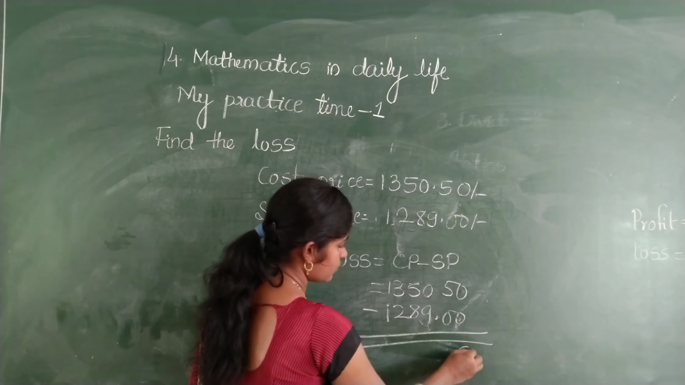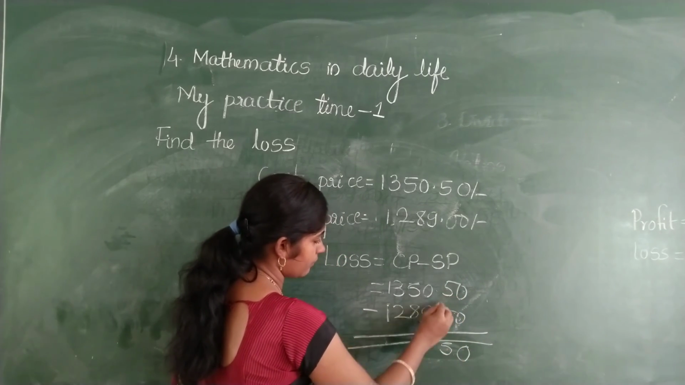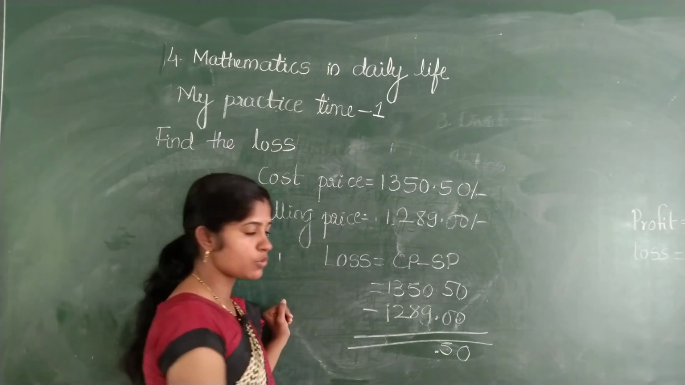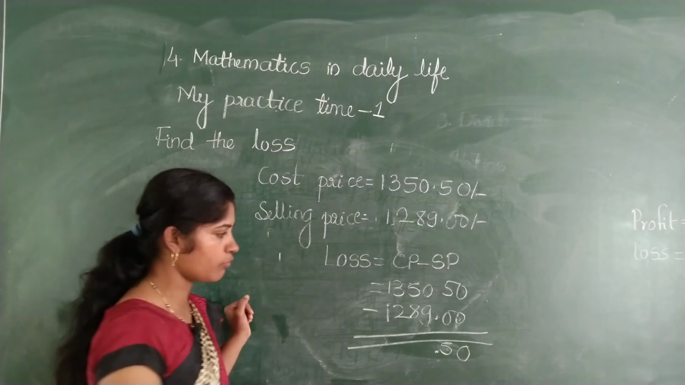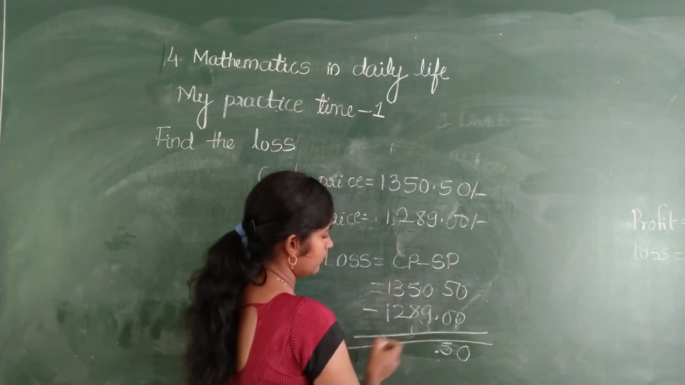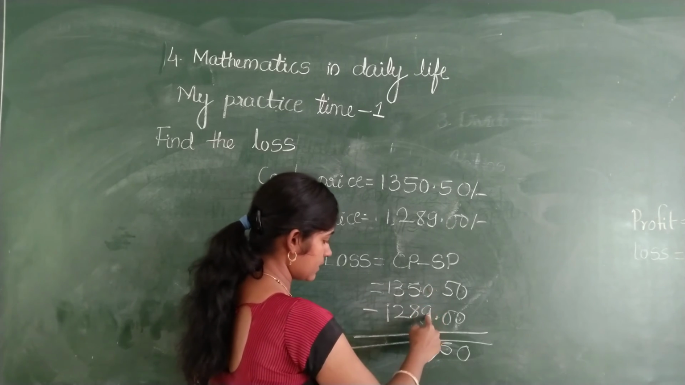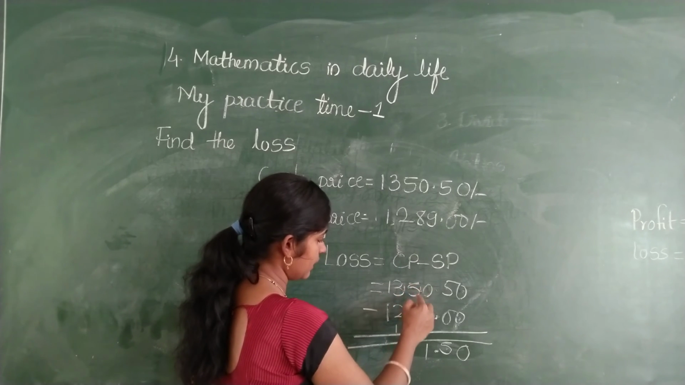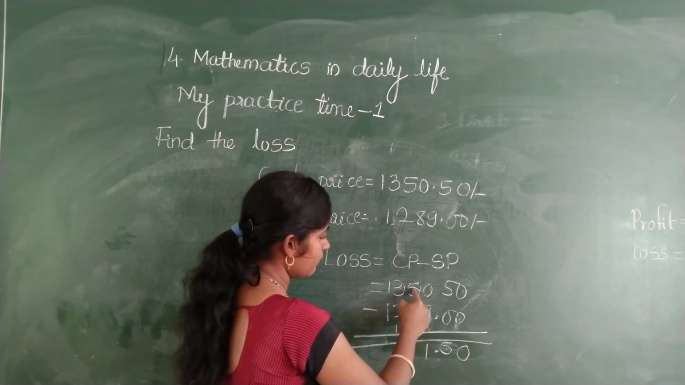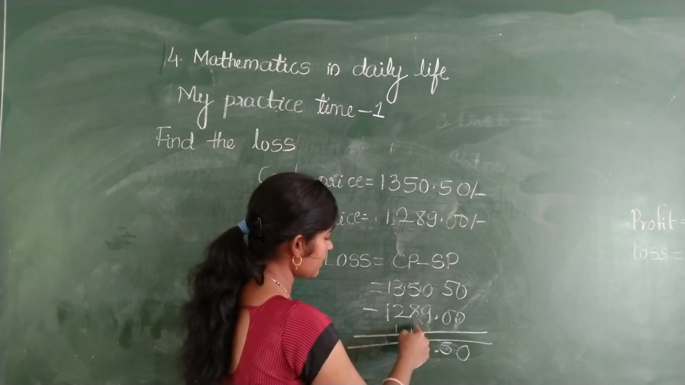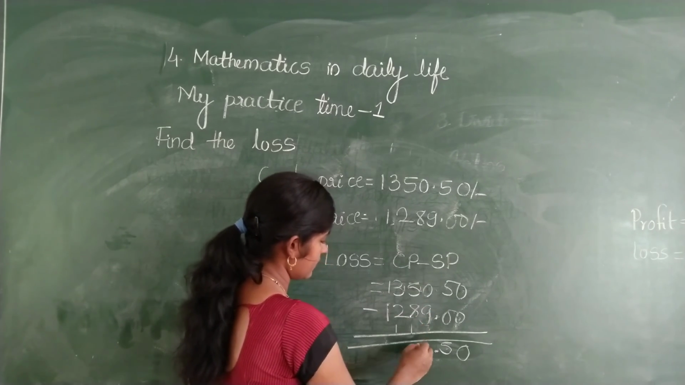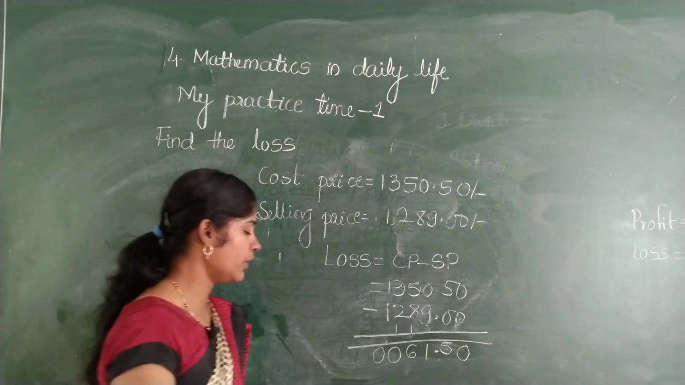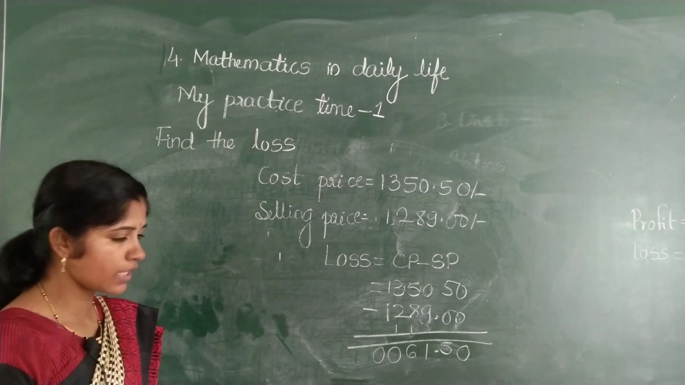0 minus 0 is 0, 5 minus 0 is 5. After that you keep here the point. 0 minus 9 possible? No. Most of the students are writing directly 9. It's wrong. For that you need to take a carry. 10 minus 9 is 1. 5 minus 8 is not possible. Again you take a carry. 15 minus 8 is 7, and 8 plus 1 is 9, means it is 6. Okay, 3 minus 3 is 0, 1 minus 1 is 0. So here you got 61 rupees 55 paise loss.